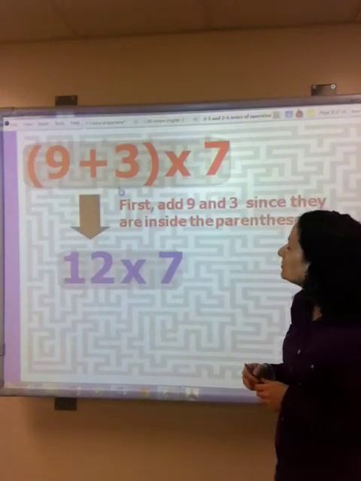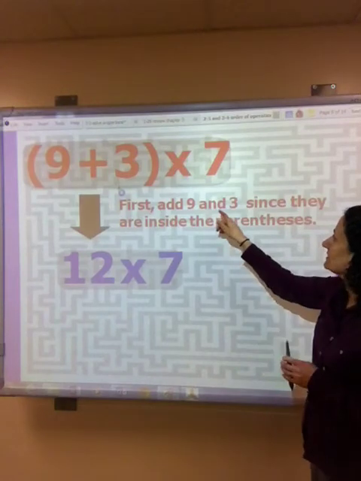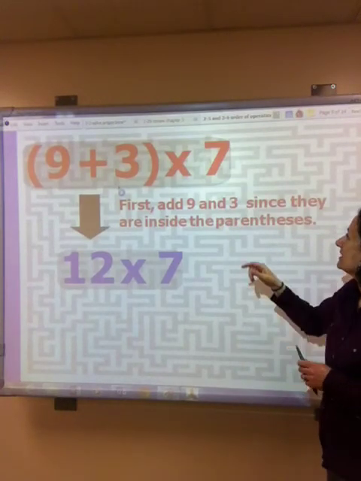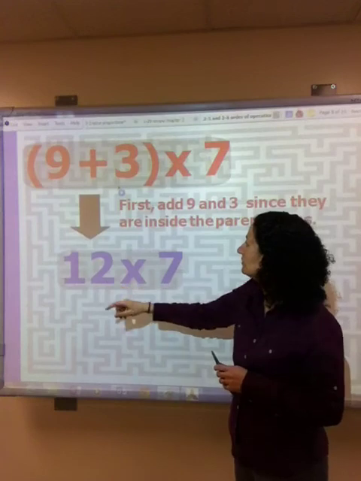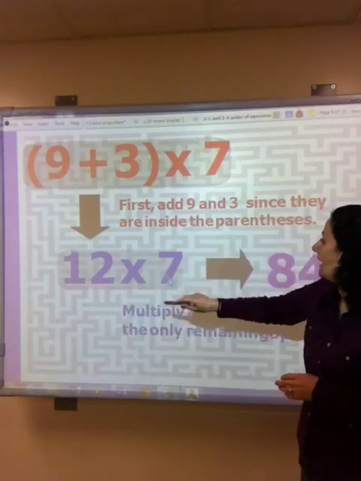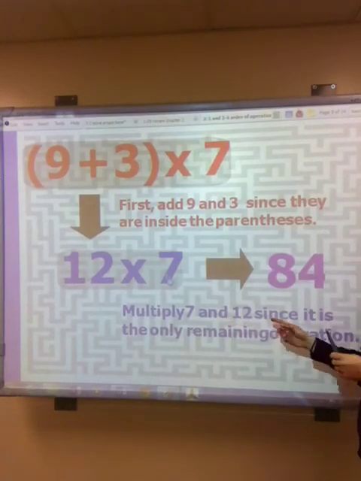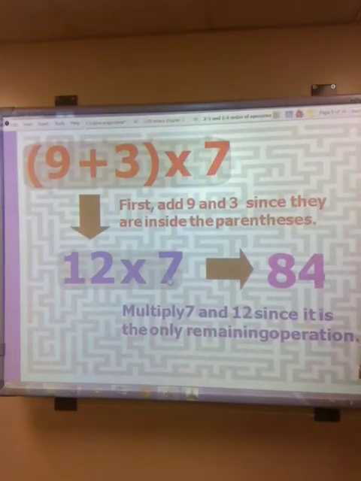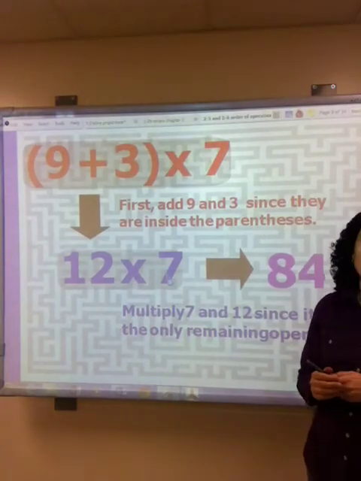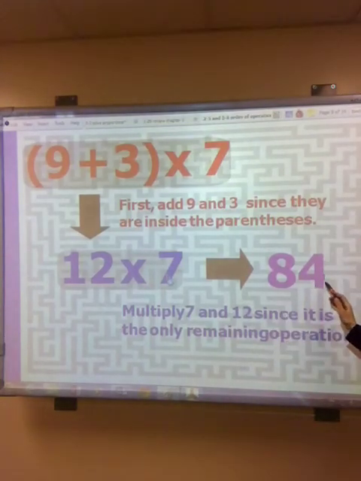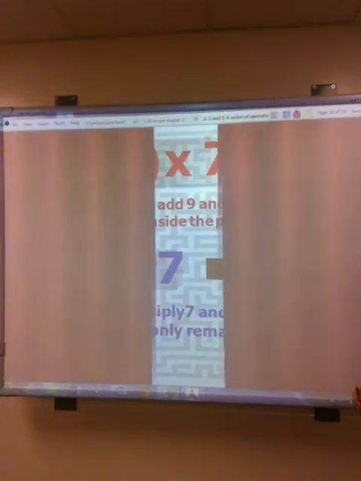Here we have 9 plus 3 in parentheses, so you must add those first. 9 plus 3 is 12. And then you would multiply 12 and 7 to get 84, since that's the only remaining operation. 84 is the answer you should have got. Try one more.